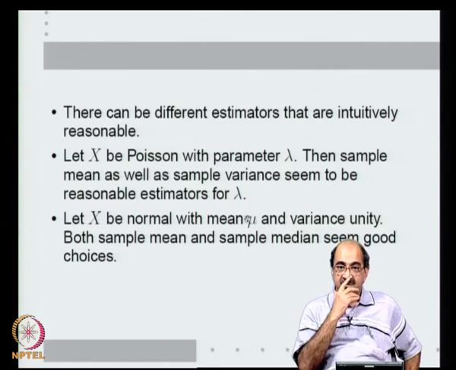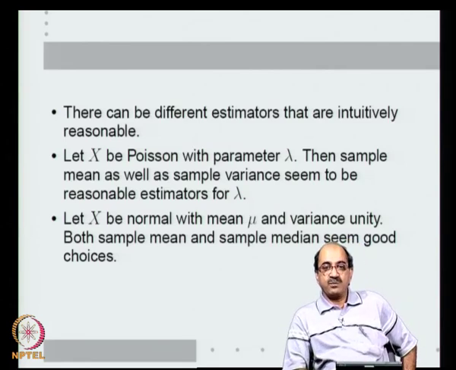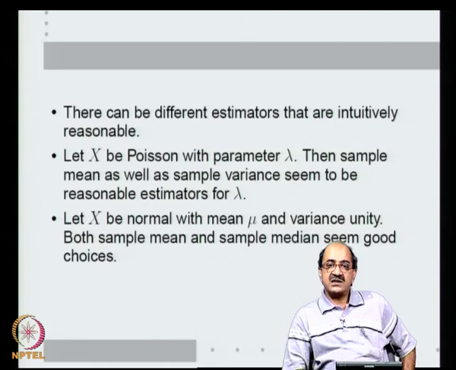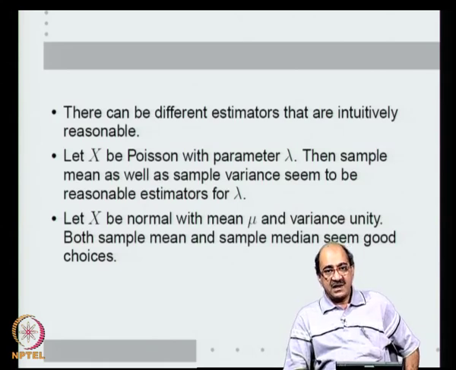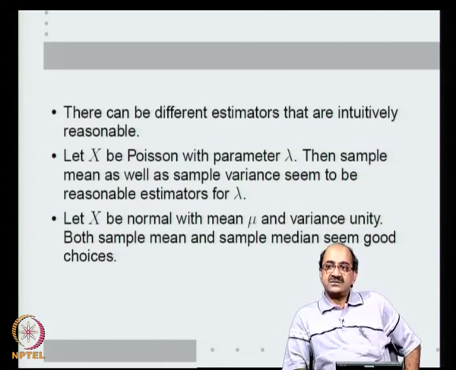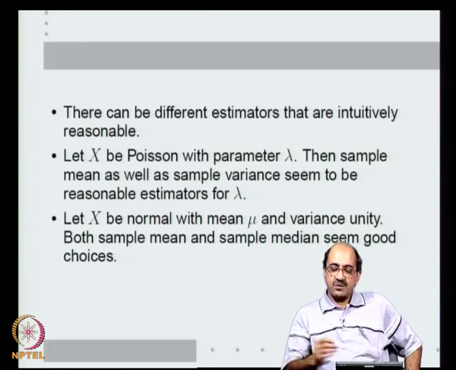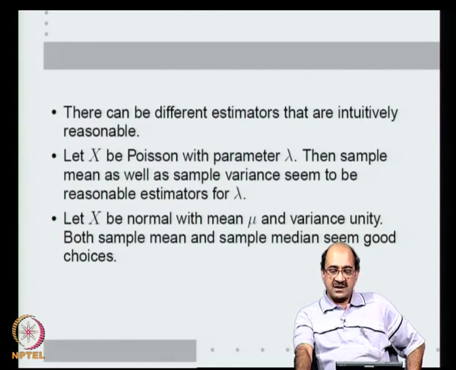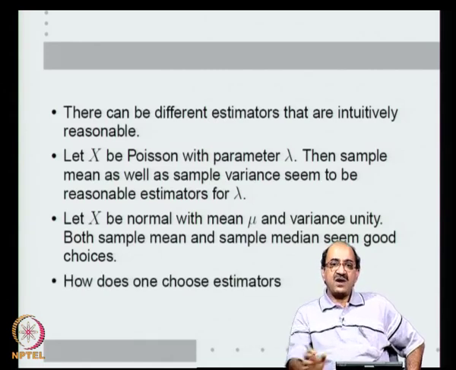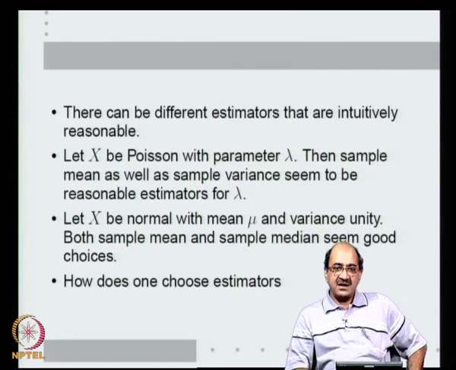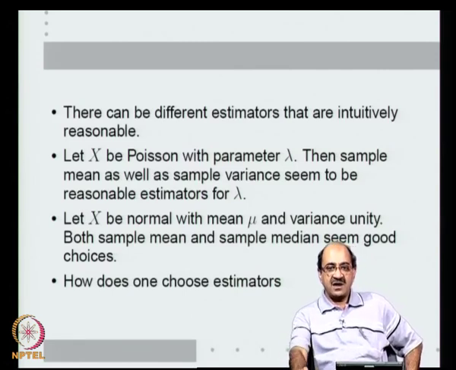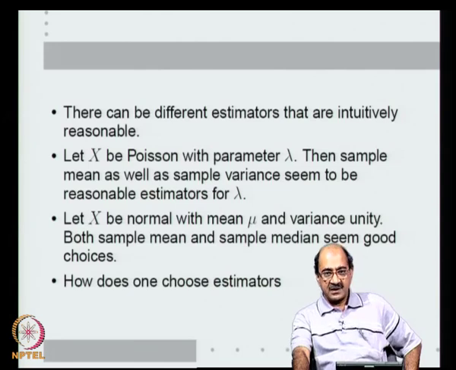If x is normal, let us say with some mean mu and variance unity, as you know, because the normal density is symmetric, both mean and median of the normal density is mu. So, should I take the data mean or should I take the data median? Both of them seem to be good choices for estimating mu. These are just some examples, there are many such questions one can ask. So, one would like some criteria to choose estimators. What should be a good way to choose estimators? So, let us look for some figures of merit for estimators.